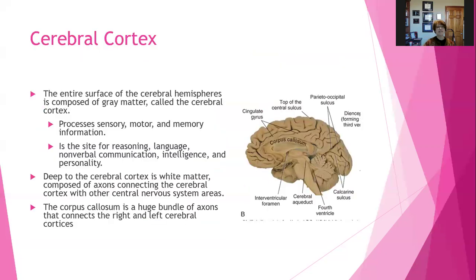The cerebral cortex is the entire surface of the cerebral hemispheres, and it's composed of gray matter. That's where we process sensory, motor, and memory information. It's a site for reasoning, language, nonverbal communication, intelligence, and personality. Deep to the cerebral cortex is the white matter, composed of axons connecting the cerebral cortex with other central nervous system areas. And there's a huge bundle of axons that connects right and left, called the corpus callosum.